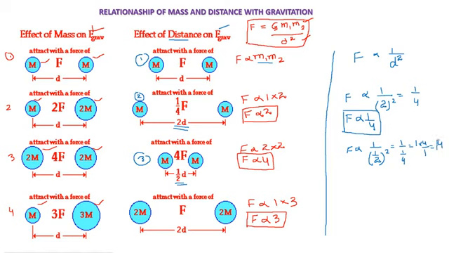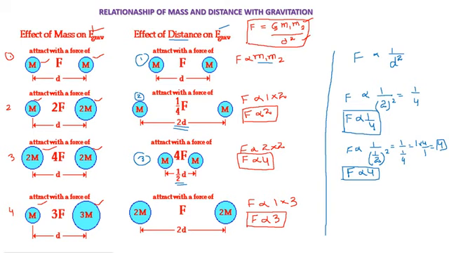Now here you can see the force. If you reduce the distance between the objects to half, then the force between the two objects becomes 4 times. Force is increasing. So when you're reducing the distance, force is increasing. One quantity is decreasing, the other quantity is increasing. This type of relation is known as inversely proportional relation or inverse relation.